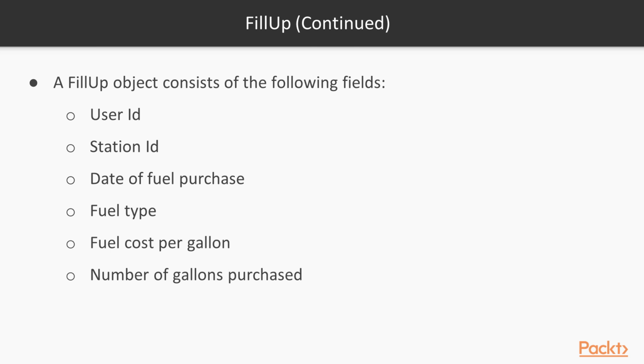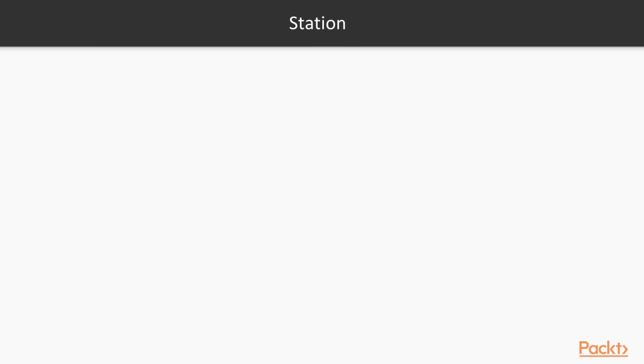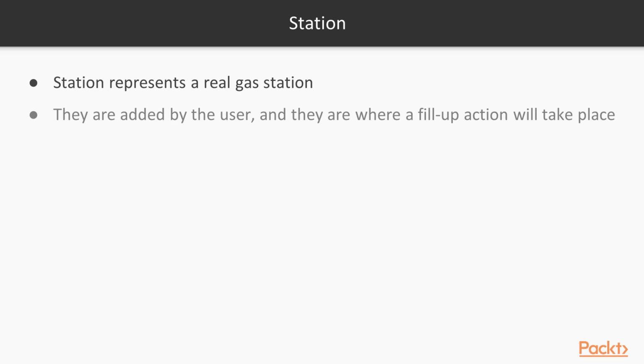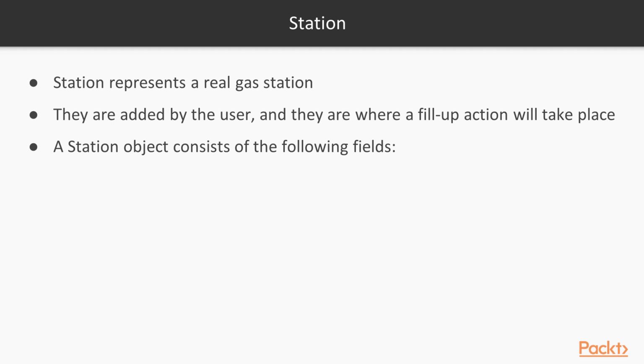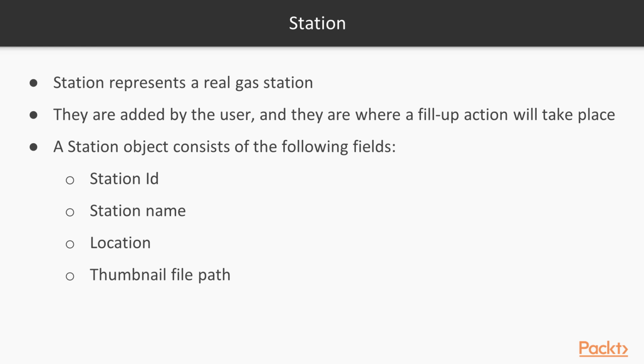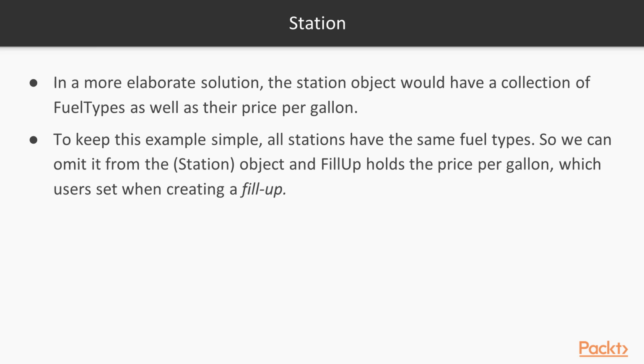of gas that are purchased. And our last object is a station object, which represents a real gas station at a local address somewhere. These are added by a user and they allow fill-ups to take place at them. Station object consists solely of a station ID, a station name, a location, and a file path to an optional thumbnail of the gas station. And in a more elaborate scheme, the station object will have several more fields as well as a joining table that references different fuel types that they offer as well as the cost per gallon. So without further ado, let's begin.